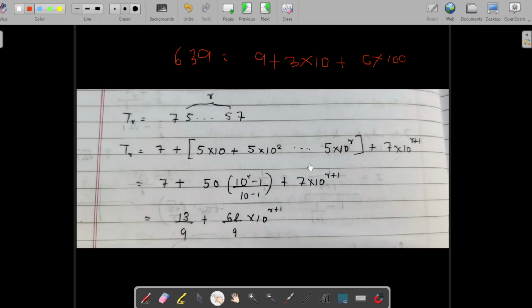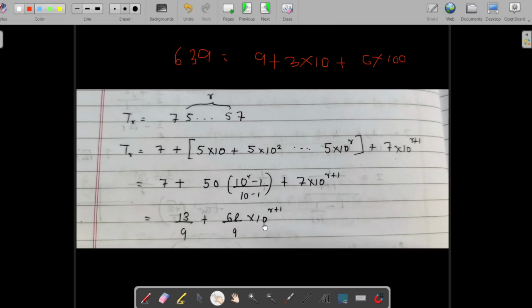Now this will be the sum of a GP, right? Directly you can find this is a very elementary GP with common ratio 10 and the number of terms is r. So you simply write this as a times r raised to the power number of terms minus 1 upon r minus 1, and this term let it be as it is.